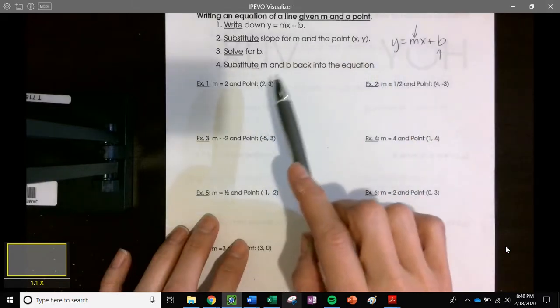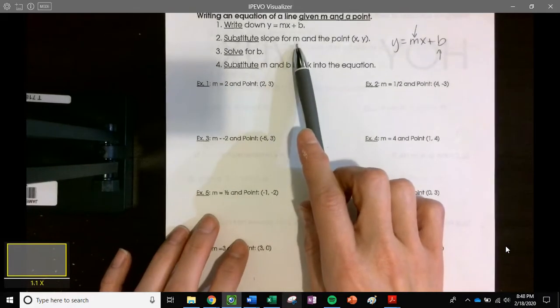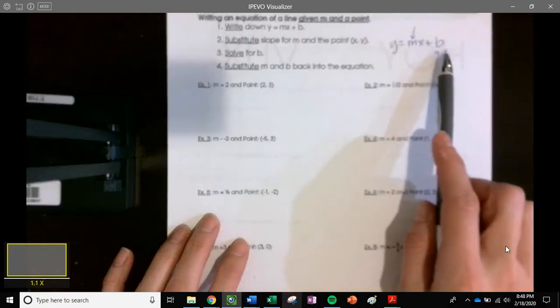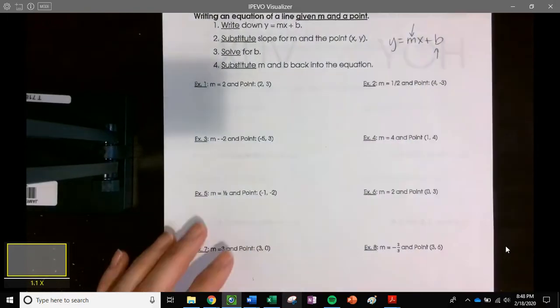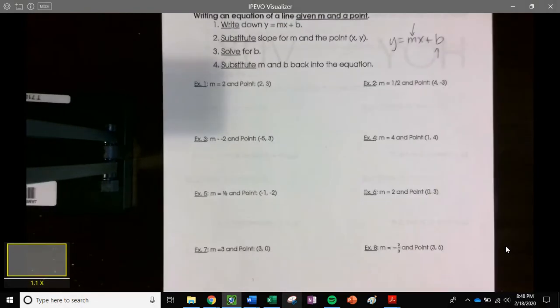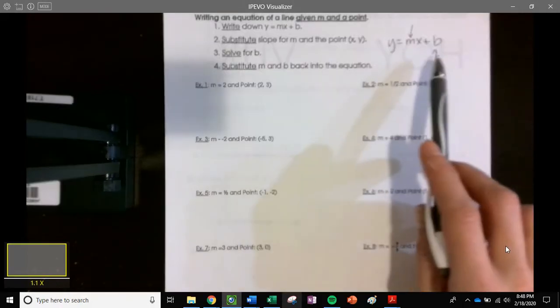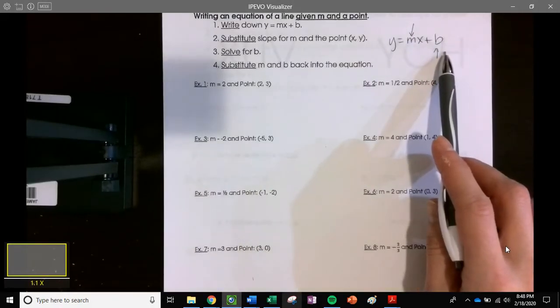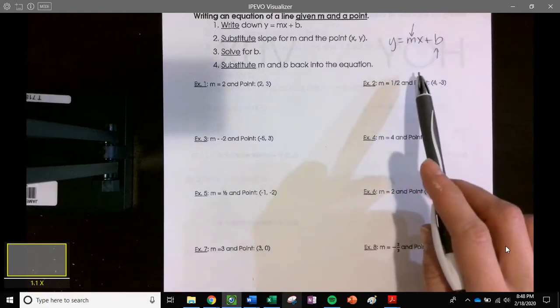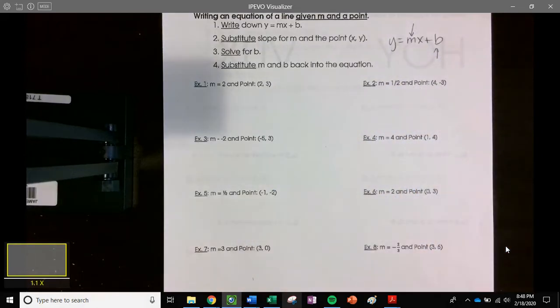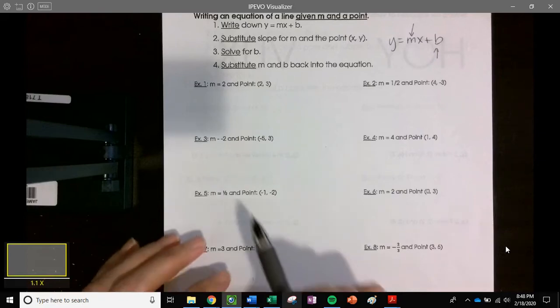Once you plug in the number for the m, the x, and the y, b will be your only variable, and then you can solve for b. You are given the slope. You're solving for b. Once you figure those two things out, then you can rewrite the equation with b and m as the known values. All right, so let's try a couple.